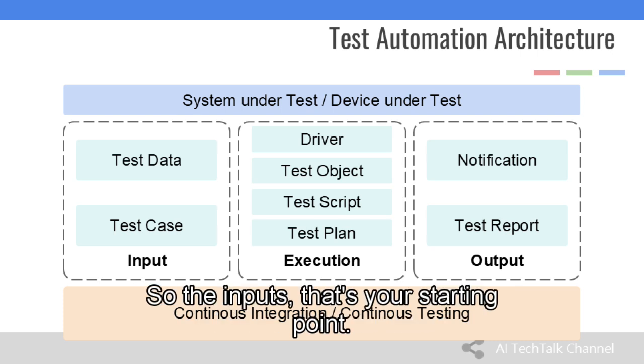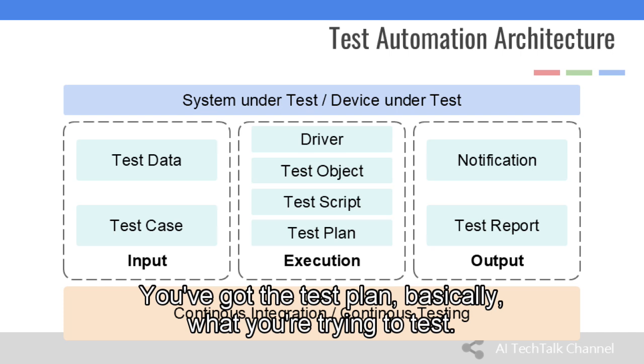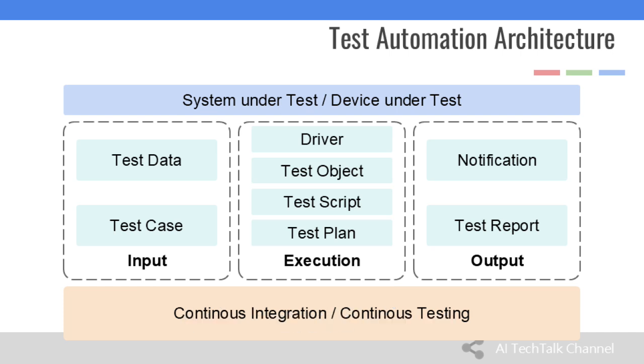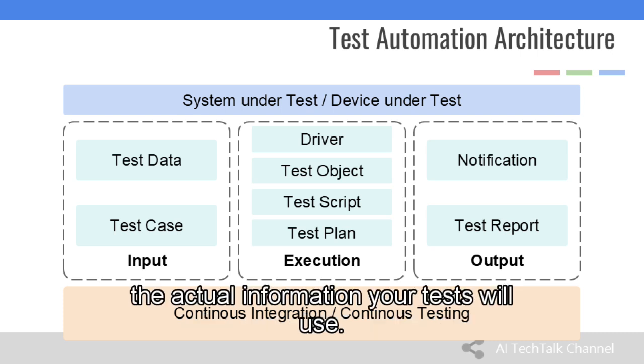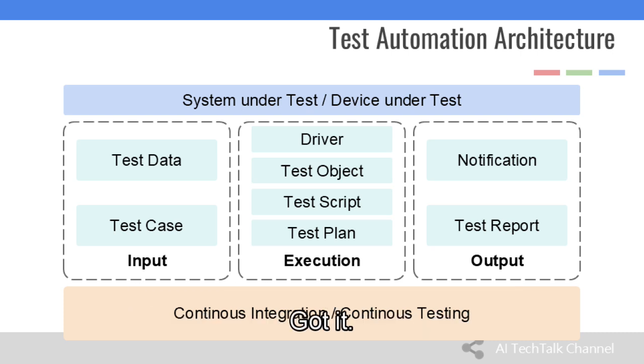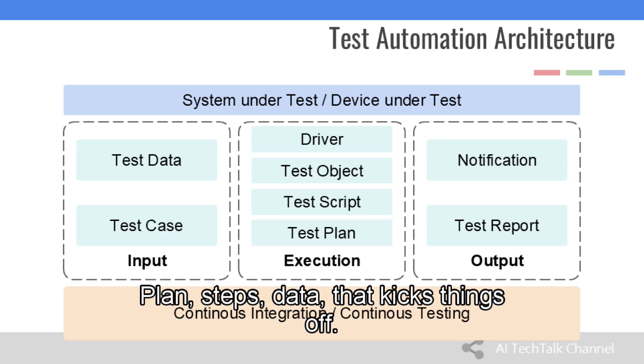Right. A logical flow. So the inputs, that's your starting point. You've got the test plan, basically, what you're trying to test. Okay, the overall strategy. Yeah. Then the test cases, the specific steps, the checks. And of course, the test data, the actual information your tests will use. Those are your ingredients, kind of. Got it. Plan, steps, data that kicks things off.